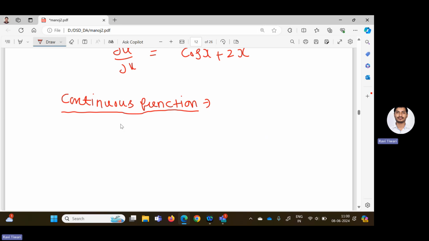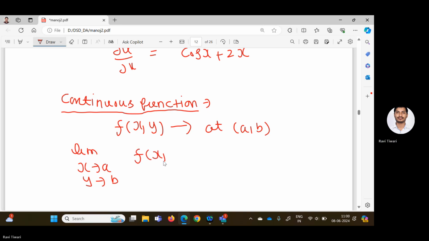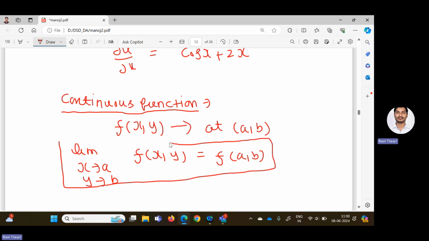So what is a continuous function? A two variable function f of x y is said to be continuous at a comma b if the limit as x tends to a and y tends to b of f of x y equals f of a comma b. This is the basic definition of continuity. If you remember the continuity definition in one variable, the limit as x tends to c of f of x equals f of c, but here we are discussing two variables at a comma b, so the limit as x tends to a, y tends to b of f of x y must equal f of a b.